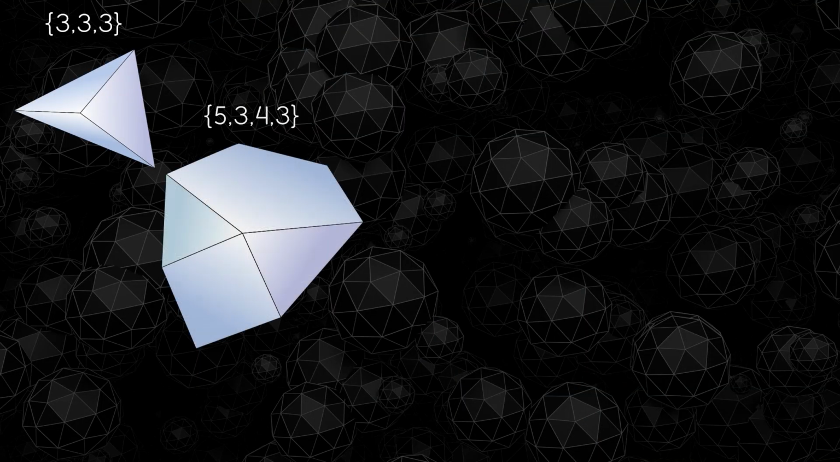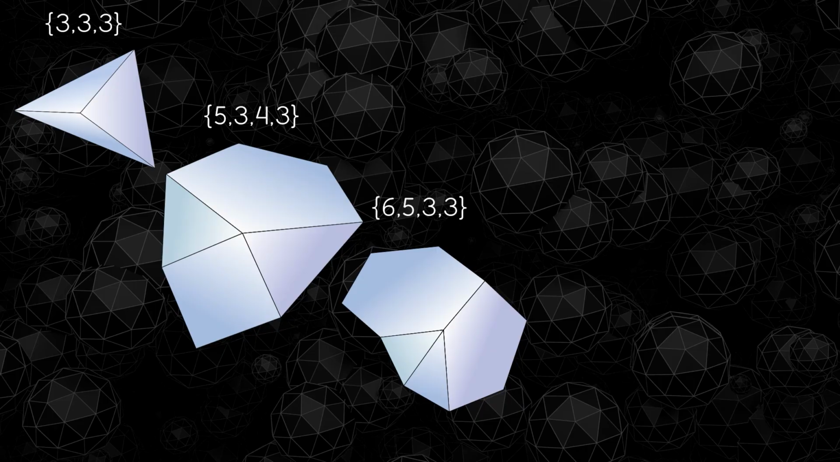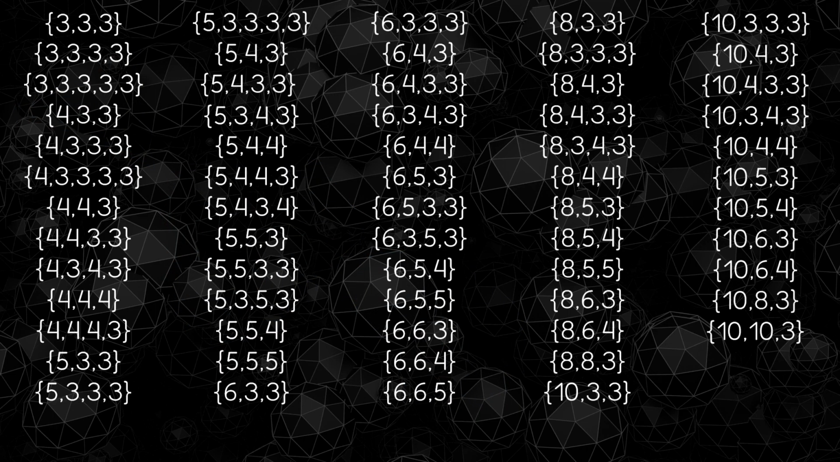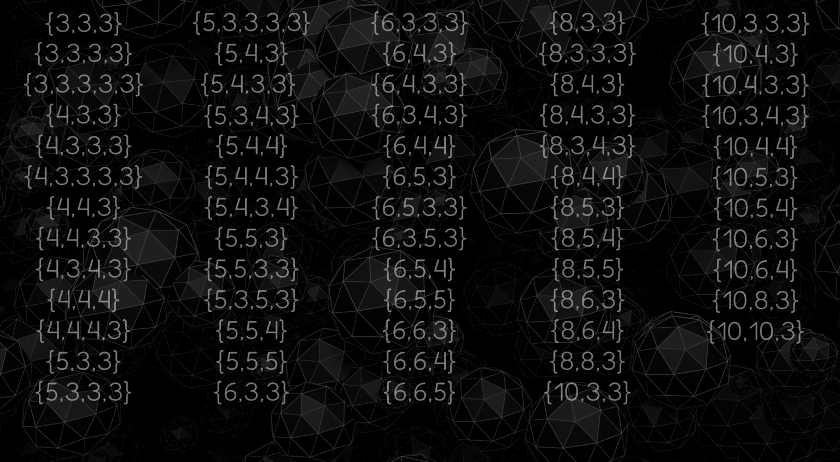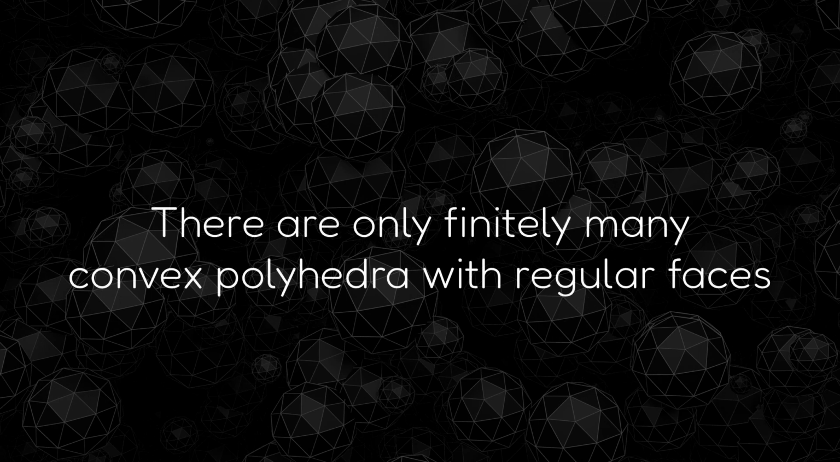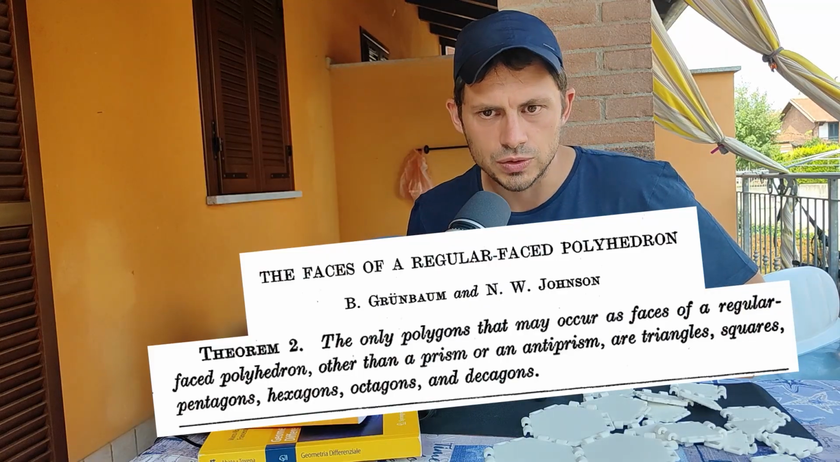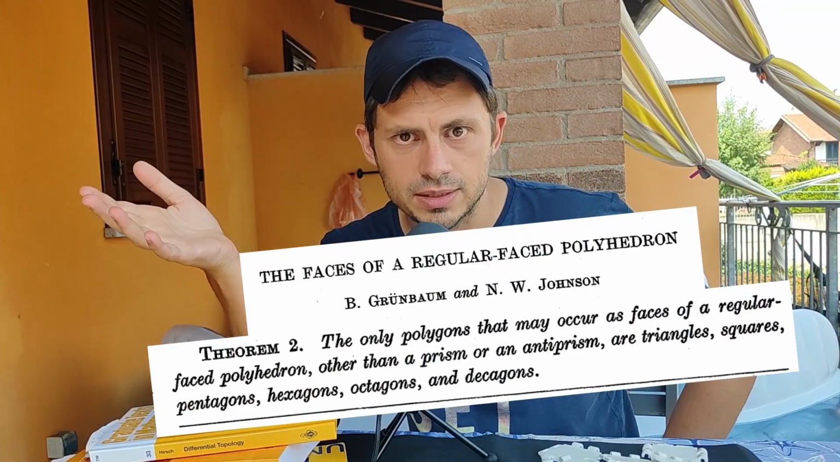Using an argument very similar to the one we have just seen, you can also show that there are only finitely many admissible convex vertex configurations and that, apart from prisms and antiprisms, there are only finitely many convex polyhedra with regular faces. A good starting point is a result by Grünbaum and Johnson. I'll leave a link to the paper in the description.